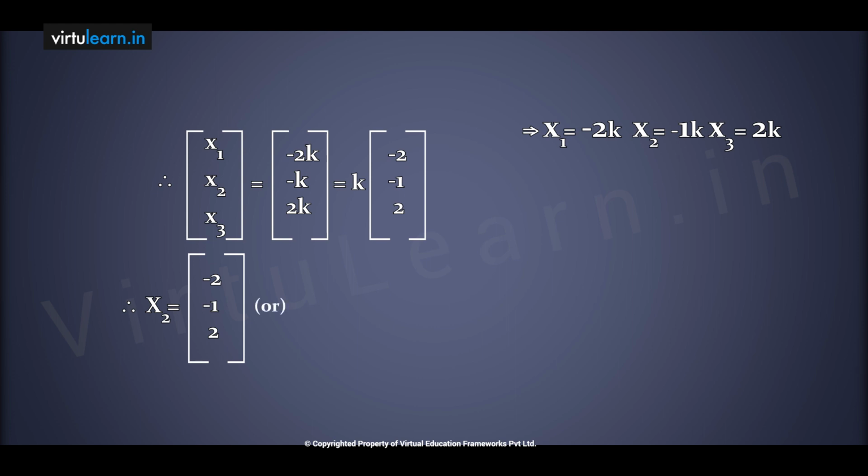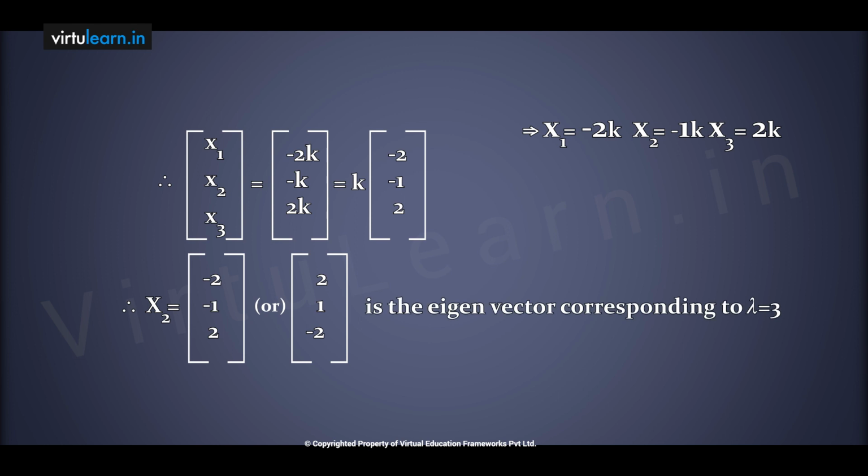You can take minus common from this one, then that is also correct, the second eigenvector. If you are taking minus common, it would be the first two elements are plus, the third element is minus. This is the eigenvector corresponding to lambda equal to 3.